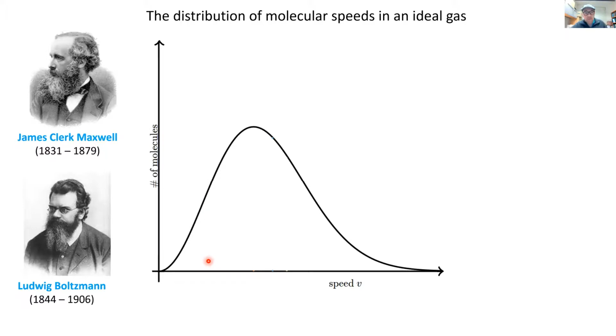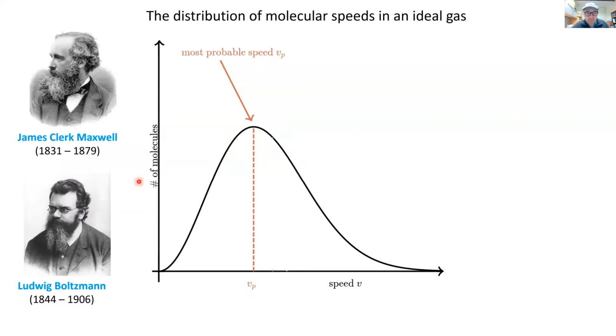All right, so there's one speed that's most probable, right? What that means is if you count all the molecules with different speeds, this is the speed that has the most molecules going at that speed. Okay, a little hard to say.